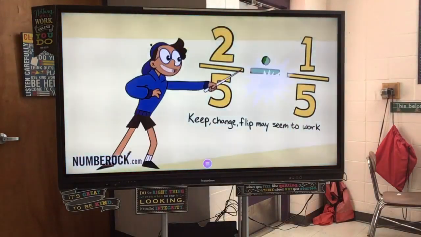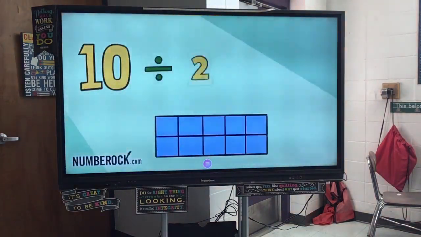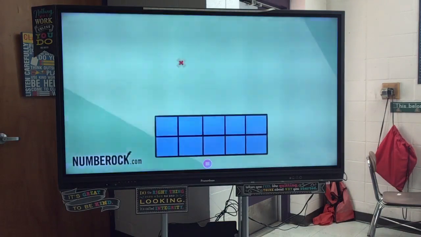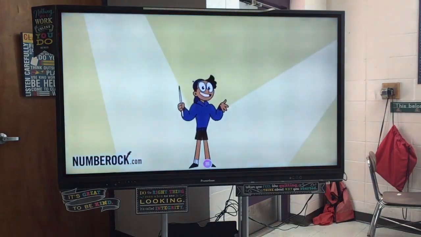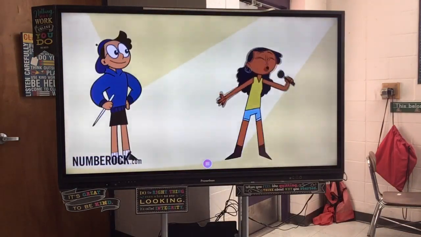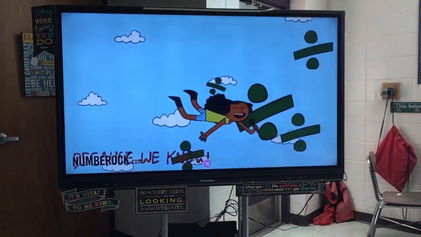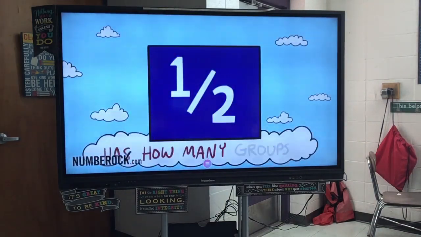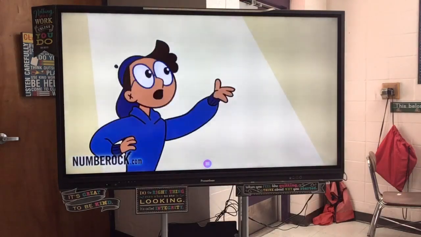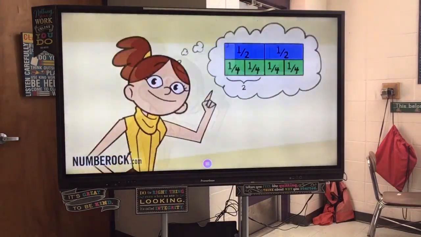Keep, change, flip may seem to work magically, but it can be explained mathematically. With the number 10, we can divide by 2, and that will leave 5 in each group. Or we can find that 5 through a different path by multiplying 10 by 2, flip to 1/2. It's the trick that never fails, called keep, change, flip. It's real magic, so use this tip. We understand with these problems we love, because we know division means how many groups of. Let's explore that thought. How many groups of fourths does 1/2 got? 2 fourths fit into 1/2 perfectly, and we found the quotient mentally.